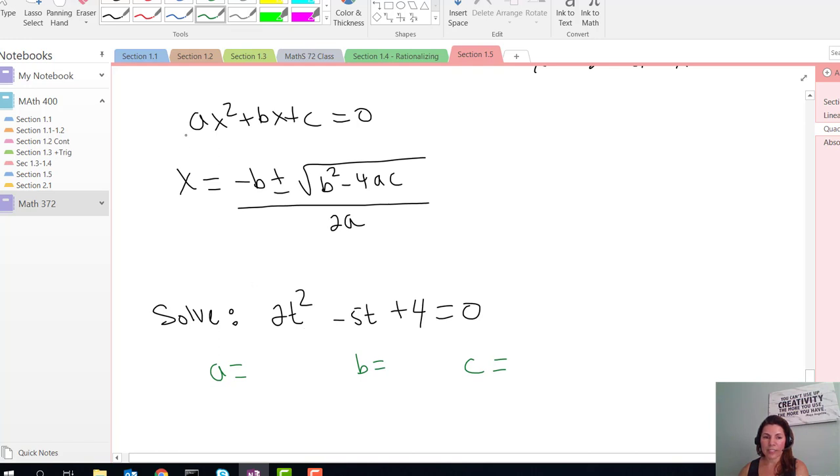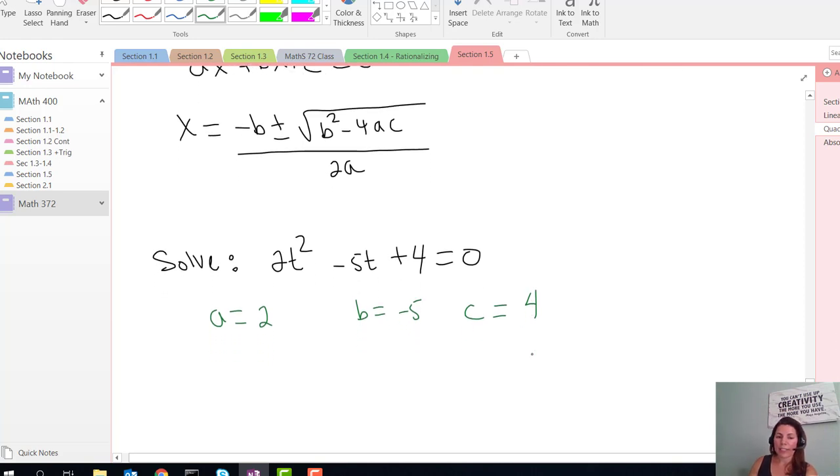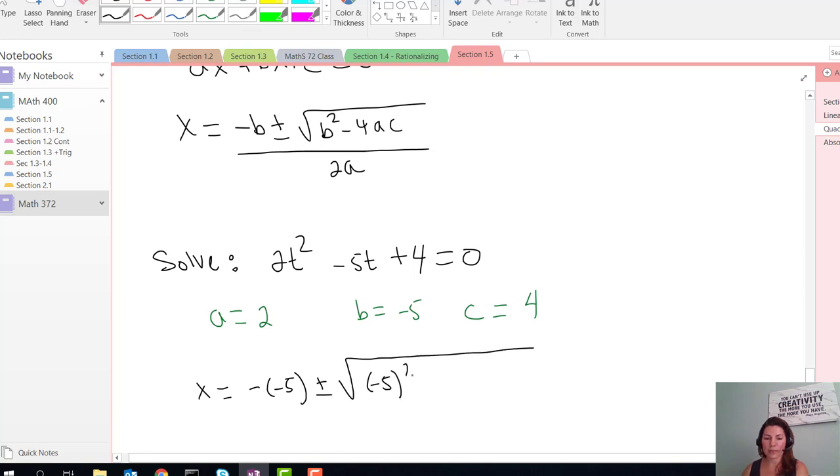So a is the coefficient of the square term, so a is 2. B is the coefficient of the linear term, so in this case it's negative 5. And c is the constant term, so in this case the constant term is 4. And now I plug them in. So x is minus b. B is already negative, so minus negative 5, plus or minus the square root of b squared, so negative 5 squared, minus 4a, a is 2, and c is 4, all over 2a. Make sure you do the whole thing over 2a. You don't want to just do the radical portion, it's the whole thing.